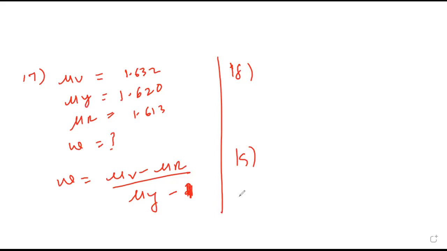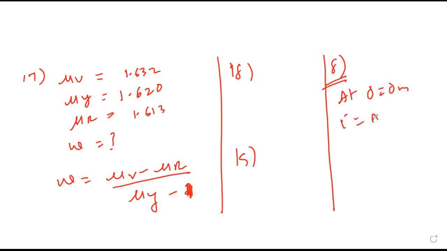Come to sum number 8. Tell me how to do the 8th one. If you don't know, tell me. 8th, try. Delta m given, A given. You want to find the angle of incidence for minimum deviation. So at delta equals minimum, what is i? (A plus delta m) upon 2, correct? Yes, sir. That means it is possible to manage.